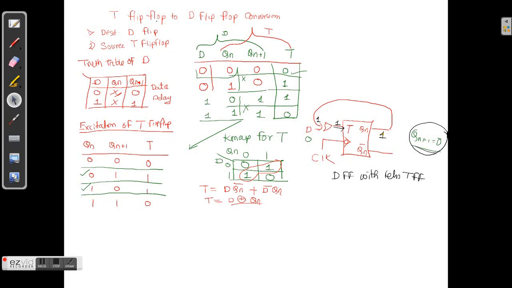In this class, we will see how to convert T flip-flop to the D flip-flop. So this topic is flip-flop conversion. To convert flip-flop T to D, we need the destination flip-flop truth table and the source flip-flop excitation table. In this case, our source flip-flop is a T flip-flop and the destination flip-flop is a D flip-flop.